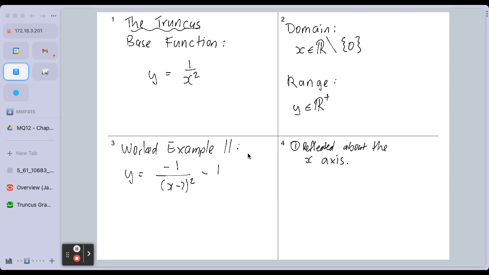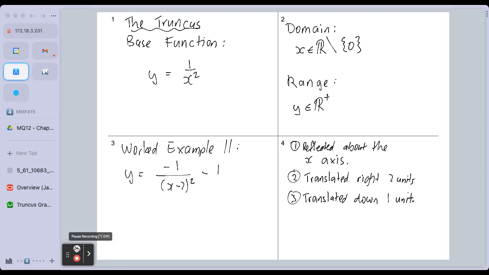DRT. And then we just need to list the 2 translations. It doesn't matter which order you do them. So I'm going to say translated to the right, 2 units. And number 3, translated down by 1 unit. Done. Give you a chance to catch up on that, and then I just want to say one little more thing about it.